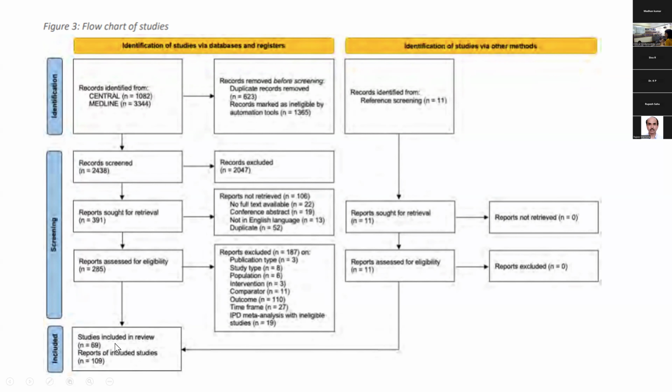Finally, they included in the review only 69 RCTs. Also, they did what we are supposed to do in all systematic reviews. They went through the references of all the articles and assessed another 11 articles for eligibility.